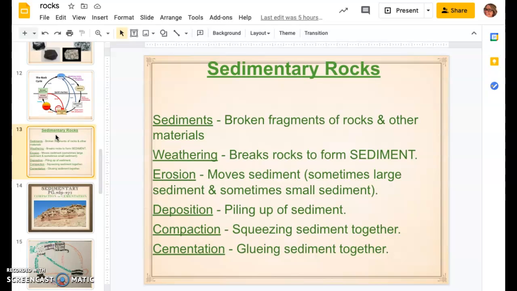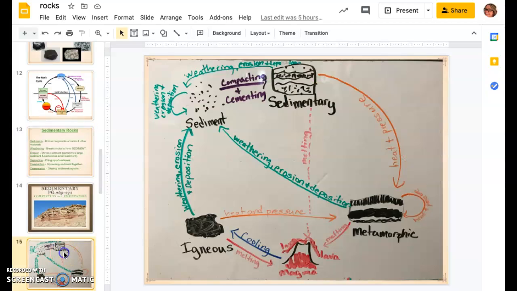Deposition is usually a new word once you get to middle school. That one's not discussed as much in elementary school. And deposition is when we have dropping off or piling up of sediments. So where the wind or the water or whatever agent is causing weathering and erosion, where it drops off the sediment, we have deposition. Now, all of those deal with sediment. These last two actually deal with sedimentary rock. So I want to make sure that we understand that real quick.